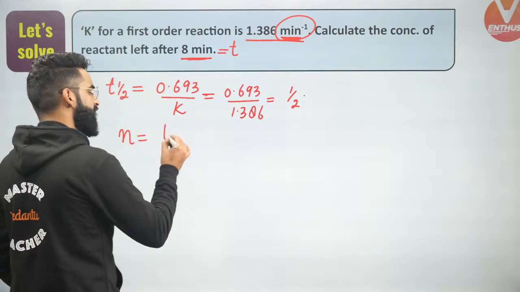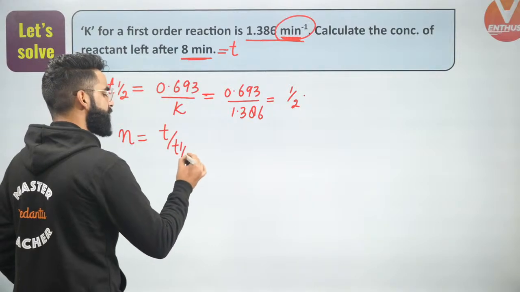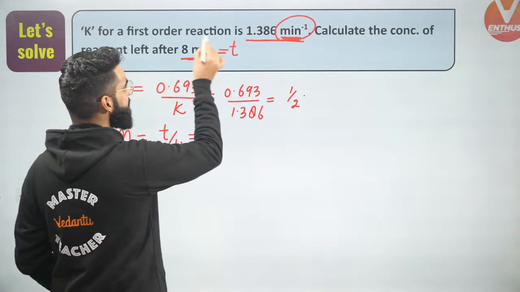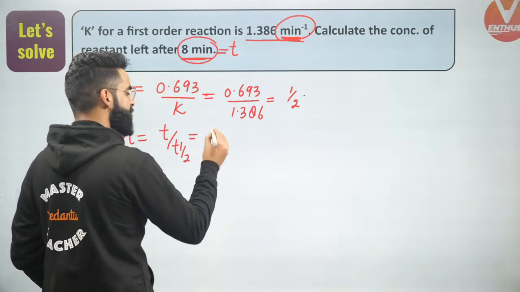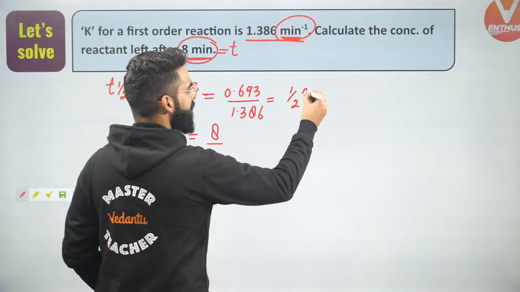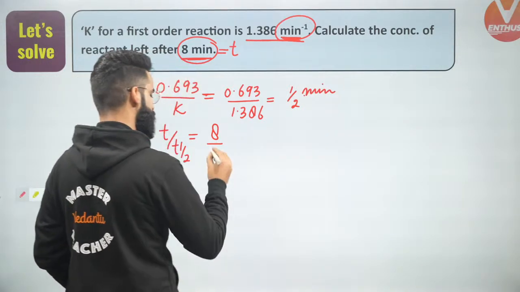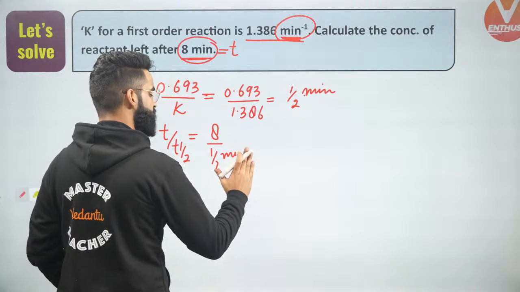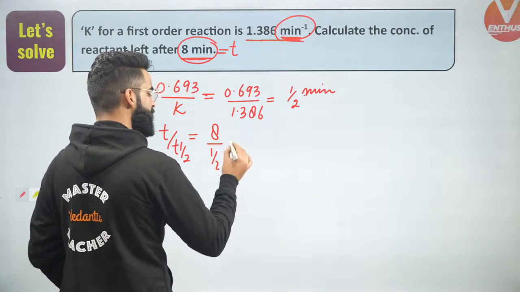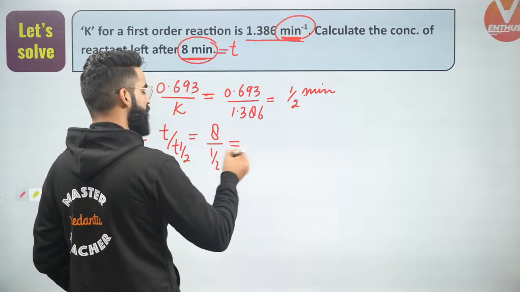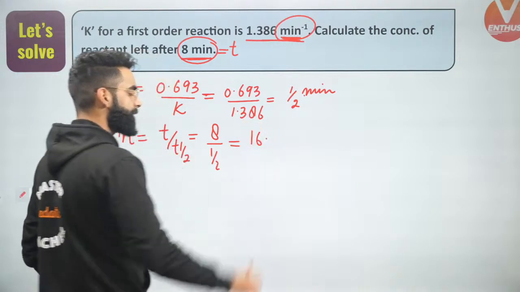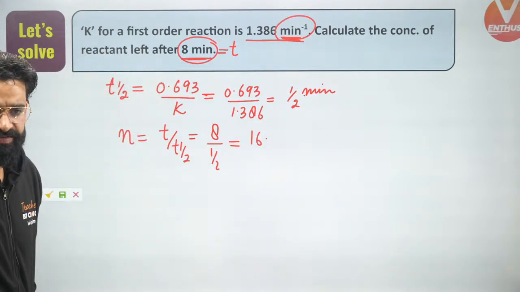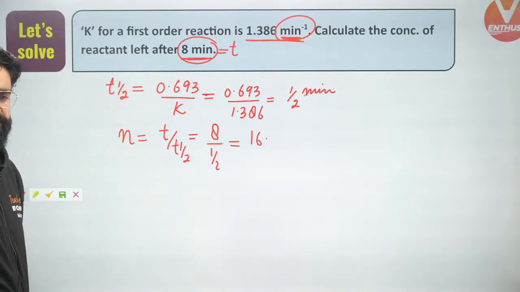Number of half-lives is going to be given time divided by half-life. Given time is 8 minutes, divided by half-life which is 0.5 minutes, or I'll say 1 by 2 minutes. Yes, half-life is 1 by 2 minutes, correct? So people, I'll get the number of half-lives equal to 16 right here. I got the number of half-lives as 16.